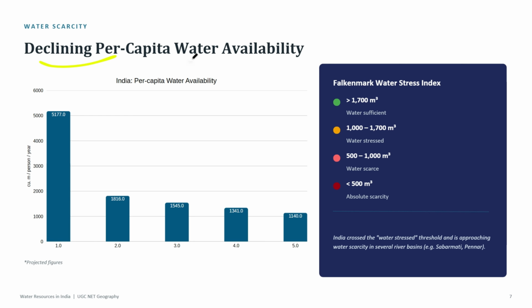Okay, declining per capita water availability. India per capita water availability, cubic meters per person per year. Okay, Falkenmark water stress index: more than 1,700 cubic meters, water sufficient; 1,000 to 1,700 cubic meters, water stressed; 500 to 1,000 cubic meters, water scarce; and less than 500 cubic meters, absolute scarcity of water. India crossed the water stressed threshold and is approaching water scarcity in several river basins like Sabarmati and Penner.